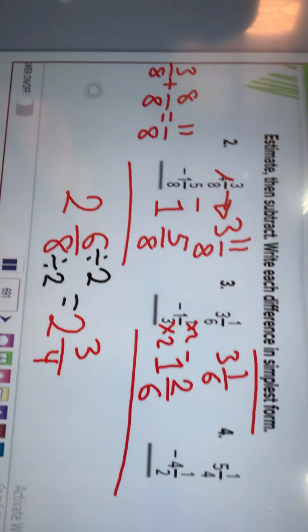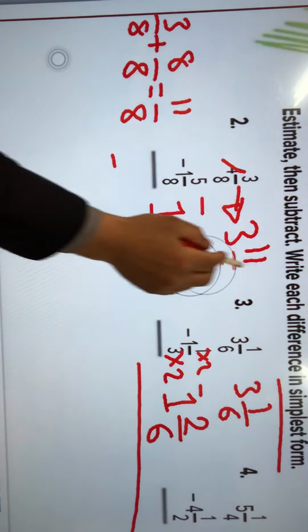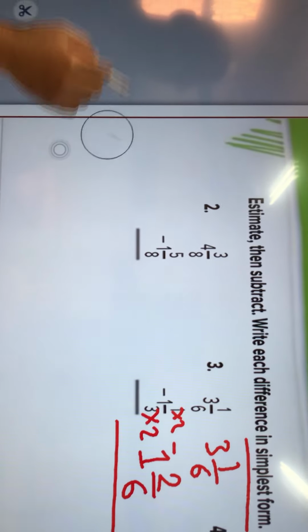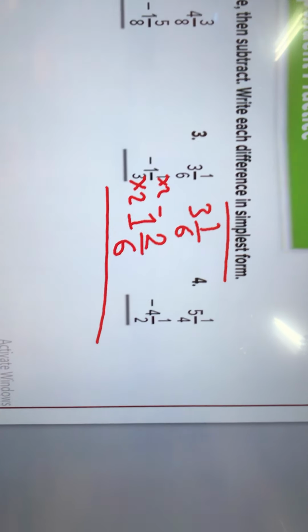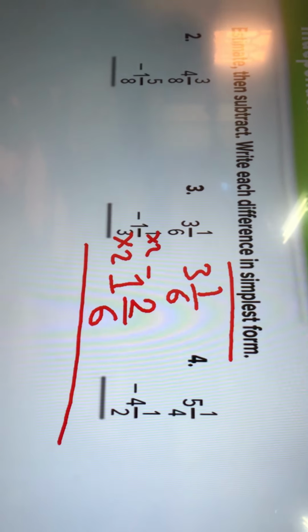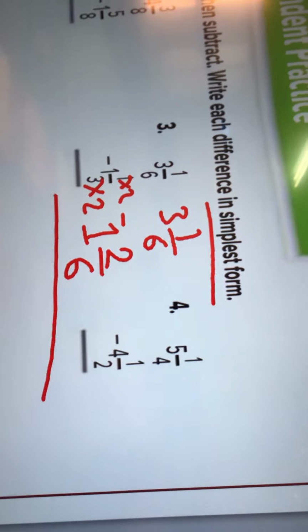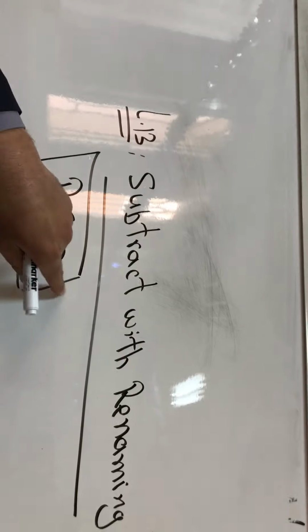Now I can subtract. Now it's like fractions because of the same denominator. But I have another problem. Who can tell me what is it? Before it was unlike, now it's like fractions. But I have another problem, which is our lesson for today. What is it? Remember? Subtract with renaming. This is our lesson about subtract with renaming.